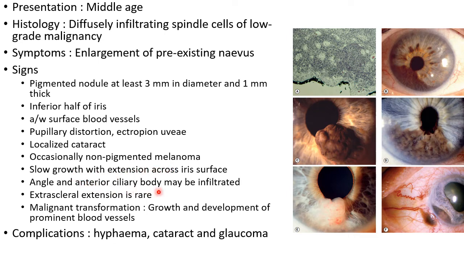The angle and anterior ciliary body may be infiltrated. This picture shows iris melanoma with infiltration of the angle. Extrascleral extension is rare. This picture shows iris melanoma with extrascleral extension. The signs of malignant transformation include growth and development of prominent blood vessels. Now let us discuss about the complications of iris melanoma. Hyphema, cataract, and glaucoma are the various complications of iris melanoma.